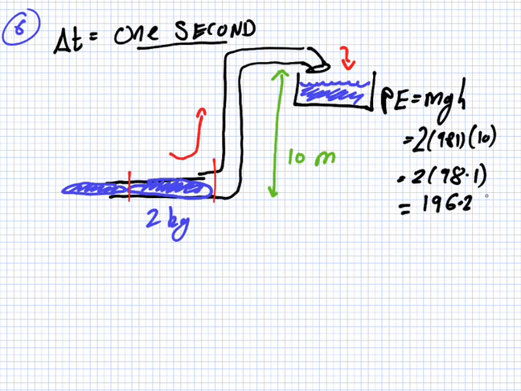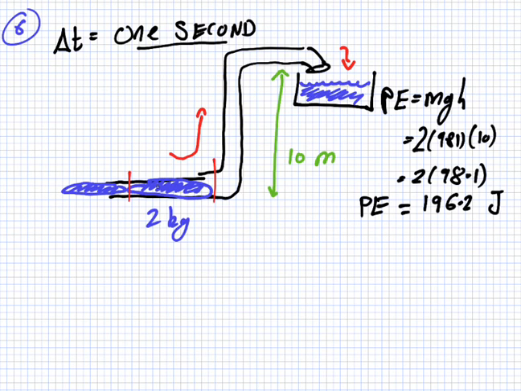Yes, it has to be a point. It's not going to be 1,900. Point 2. Yep. So that's the potential energy.